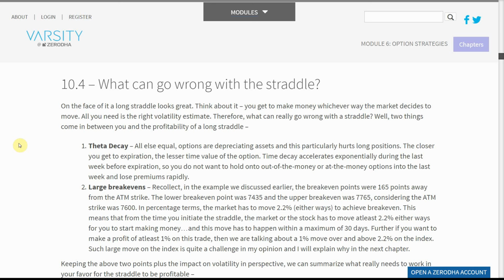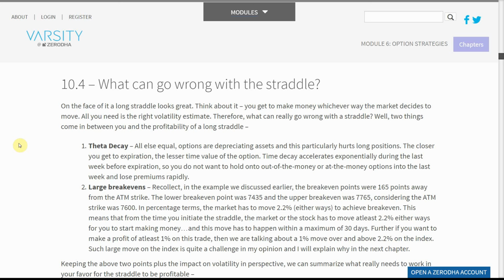The lower break-even point was 7,435 and the upper break-even was 7,765, considering the ATM strike was 7,600. In percentage terms, the market has to move 2.2% either way to achieve break-even. This means that from the time you initiate the straddle, the market or the stock has to move at least 2.2% either way for you to start making money.